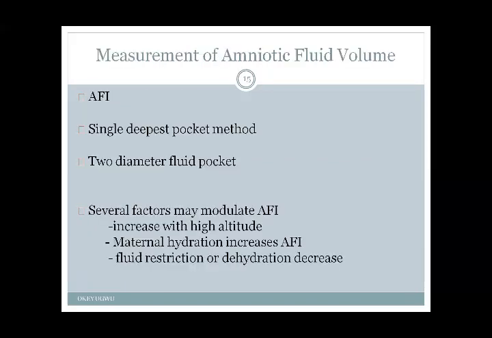So, how are we going to measure them? Either the amniotic fluid index, where, as I told you before, we divide the amniotic cavity into four arbitrary quadrants and then take their average. Or the single deepest pocket method, as I told you, or the two diameter fluid pocket. Several factors may modulate the amniotic fluid index: it increases with higher altitude, where people are living at high altitude, and maternal hydration increases amniotic fluid, but it's not confirmatory. Fluid restriction or dehydration decreases it, but again not confirmatory.